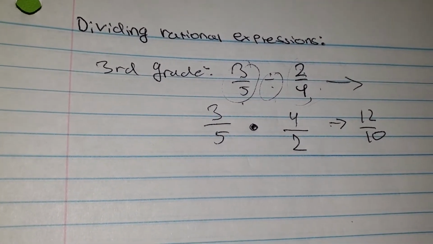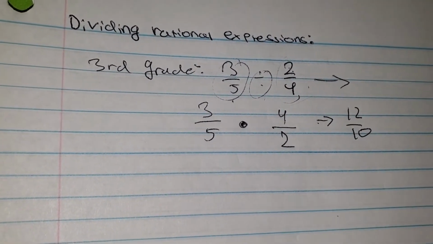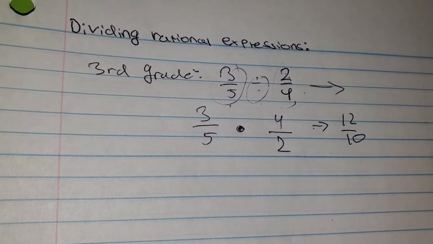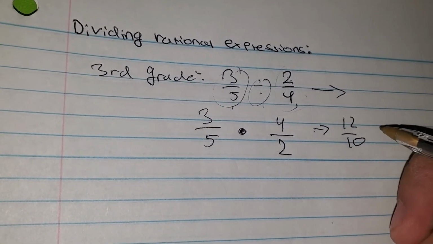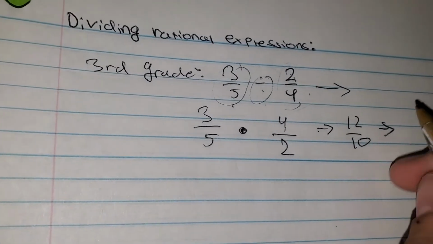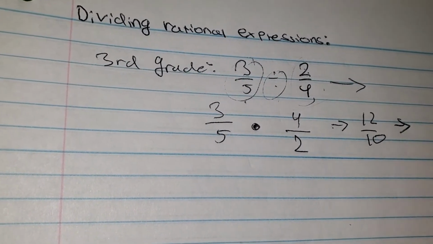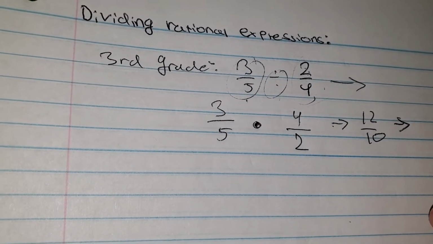And then there's another case with multiplying fractions. If there's anything common, they cancel out. Actually, this reduces down a little bit, this one reduces down to 6 over 5.